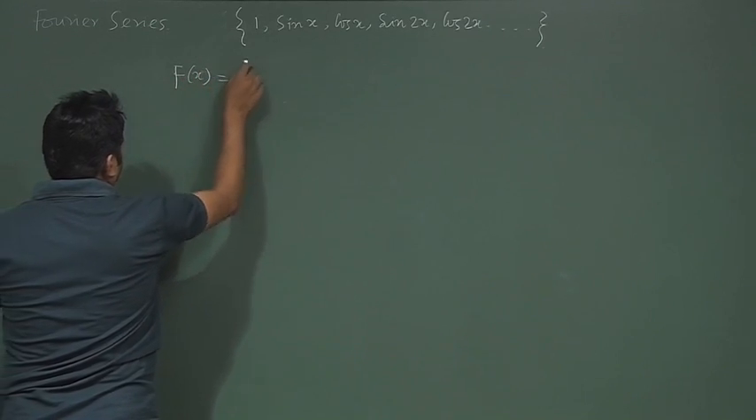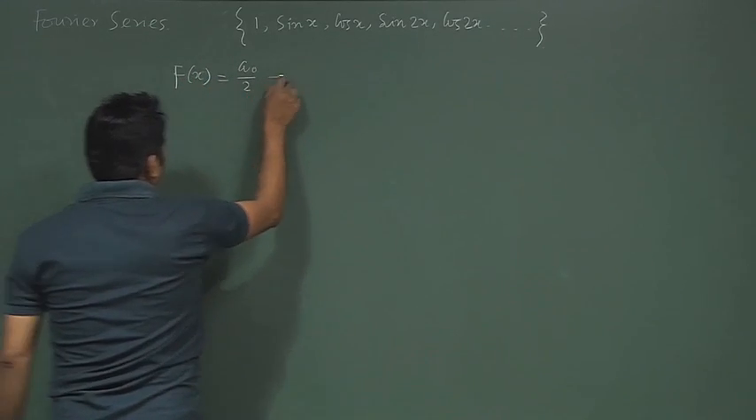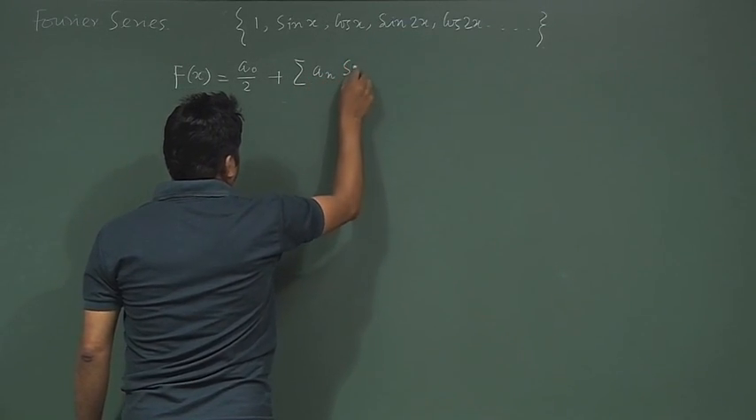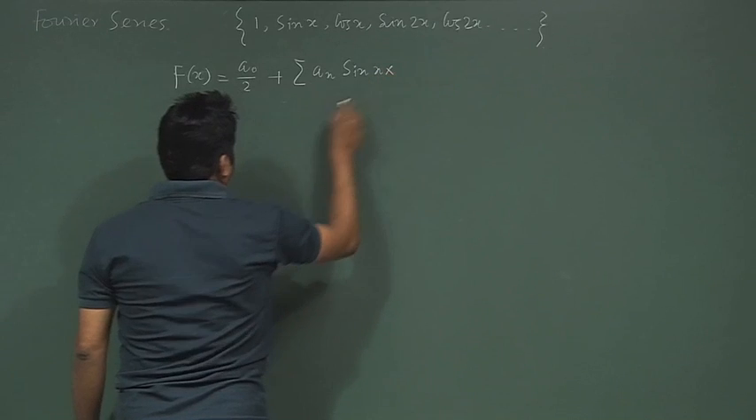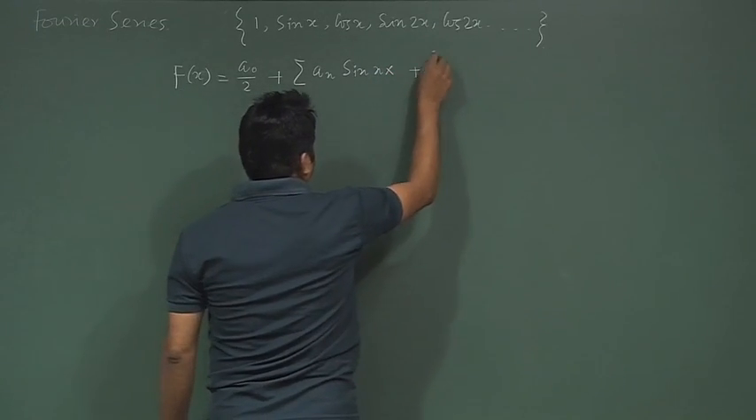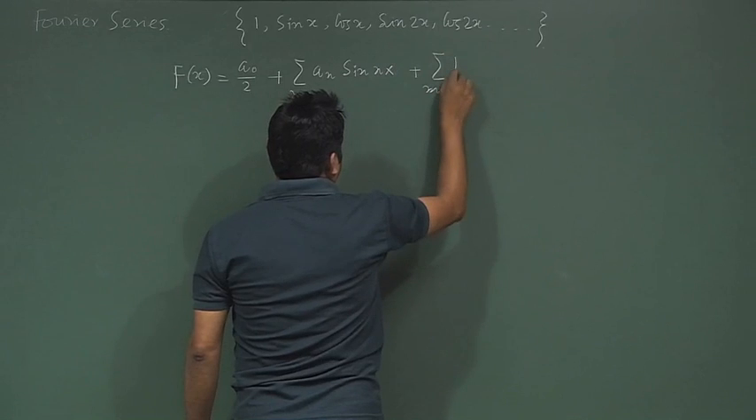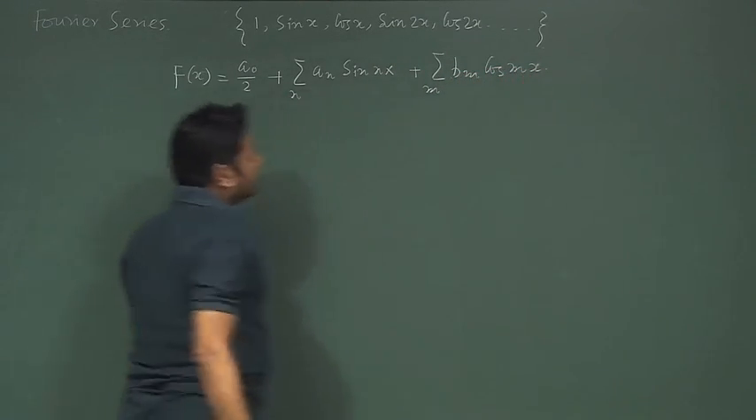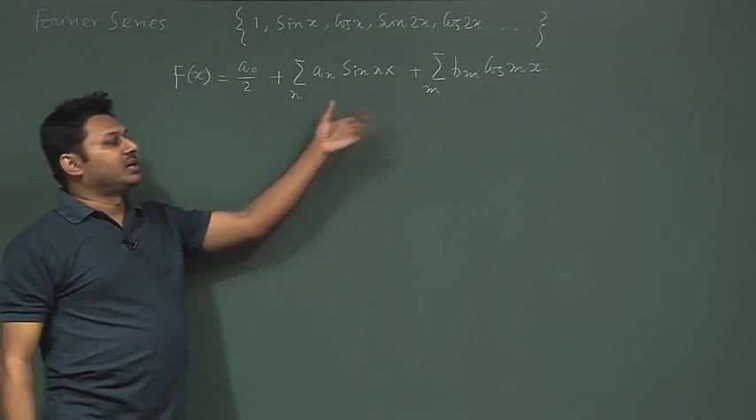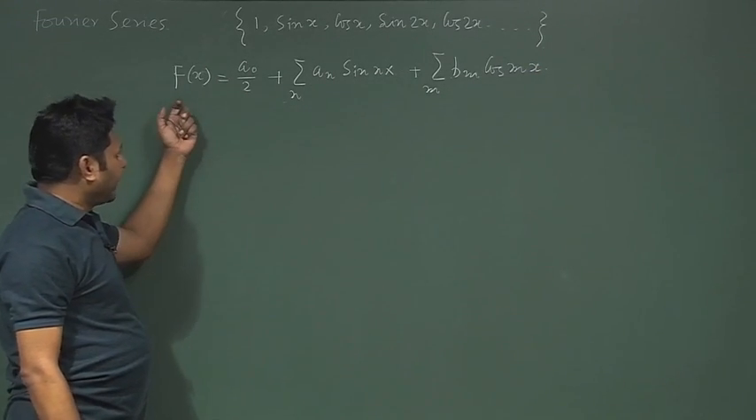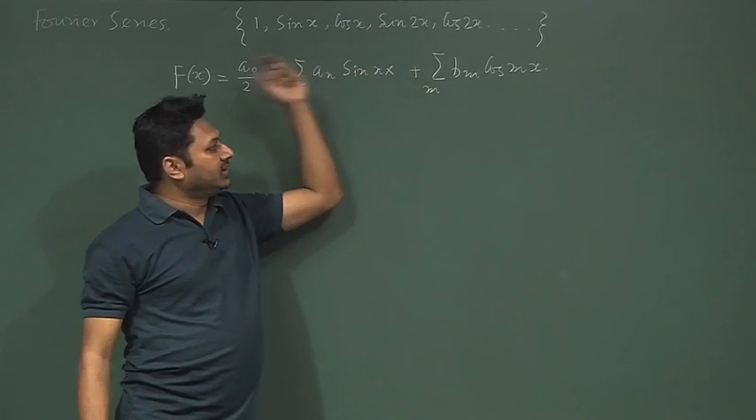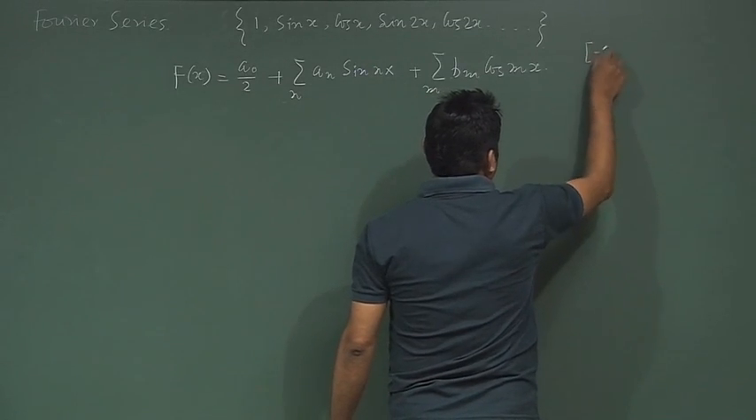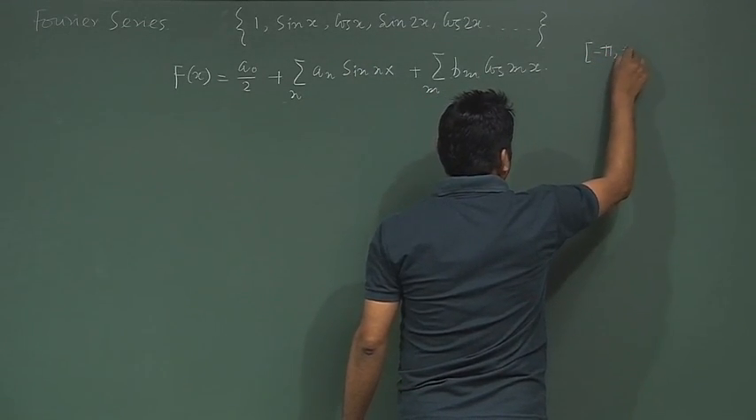Now, if I want to write the function in Fourier form, then this is my expression of the function. That means I expand this function in terms of this orthogonal set of functions which behave like a basis. Here my function is in the limit minus pi to pi.